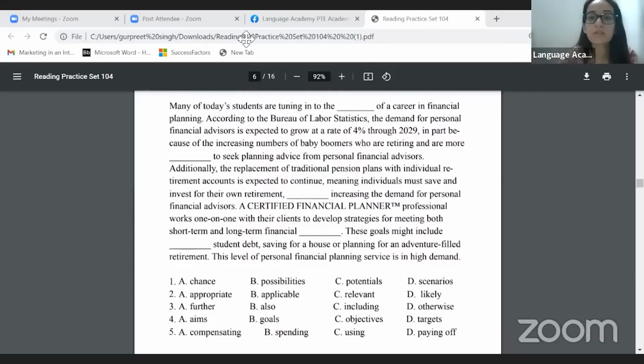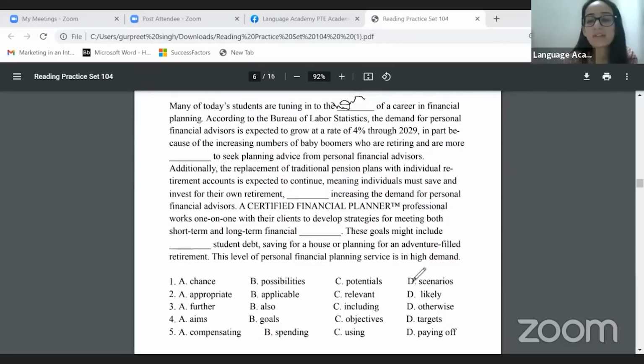Let's discuss the answers for this question. Many of today's students are tuning into the dash of a career in financial planning. So after the comes a noun, dash of a career. Tuning into means stepping into, dash of a career in financial planning. Chance of a career, chance is a very, very casual word. We generally don't use it in writing formal English.